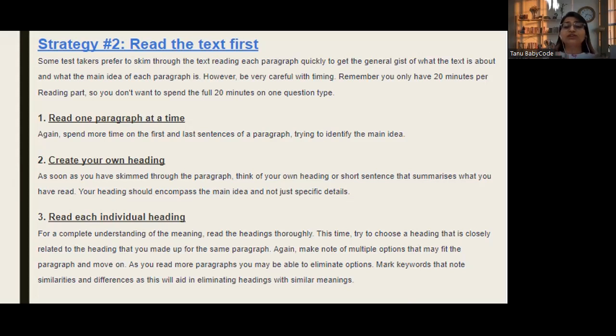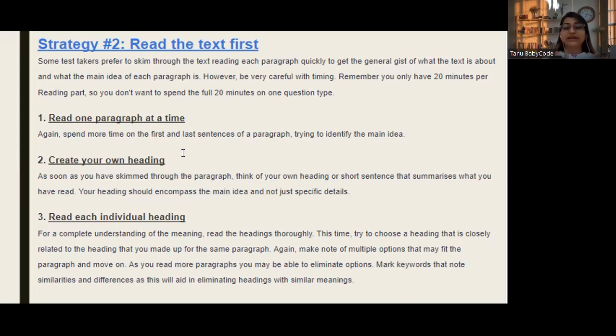Remember, you have only 20 minutes for each section to complete that. So you don't want to spend the full 20 minutes on one question type. You cannot devote the complete 20 minutes to one matching heading type question. So once you read the text first, read one paragraph at a time. Again, spend more time on the first and last sentence of the paragraph. Try to identify the main idea.